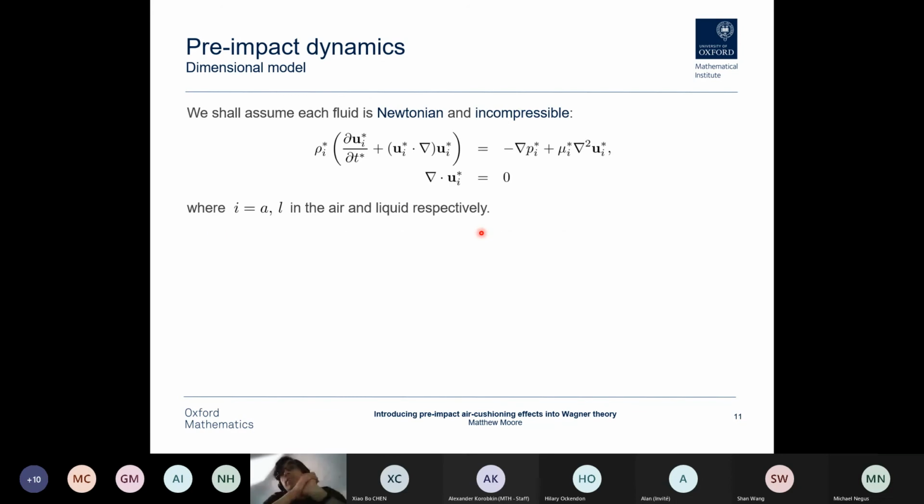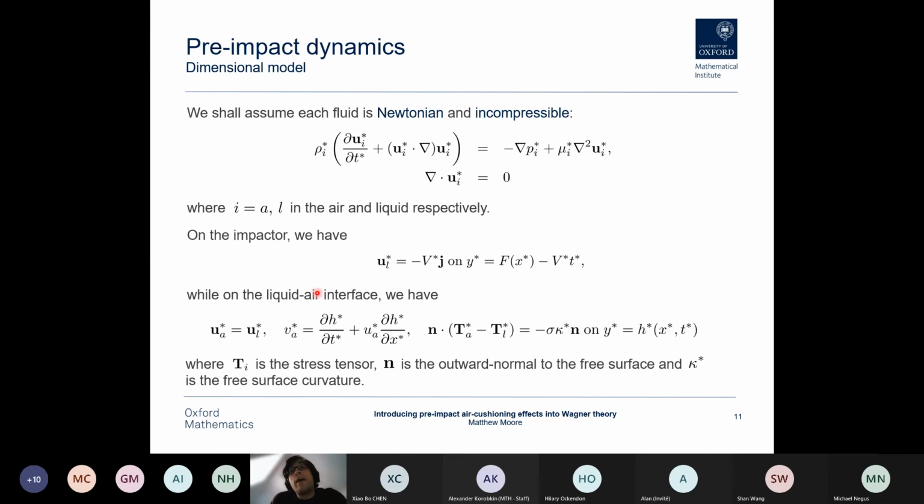So what we start off with is our assumption that both fluids are going to be Newtonian and compressible to start with. That means we have boundary conditions which say there's no flow through the impactor. That should be UA, sorry, that's a little typo there. So it should be there's no airflow through the impactor. And then on the liquid-air interface, we have the standard free surface conditions: continuity of velocity and stress, along with the kinematic condition.